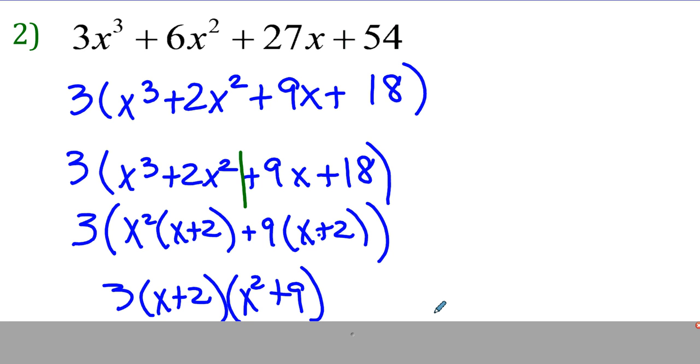Again, how would you check and make sure you're on target? Take the x plus 2 times x squared, take the x plus 2 times 9, it's bringing you back here, multiply them out, you're here then, distribute your 3, and you're back to your original polynomial.